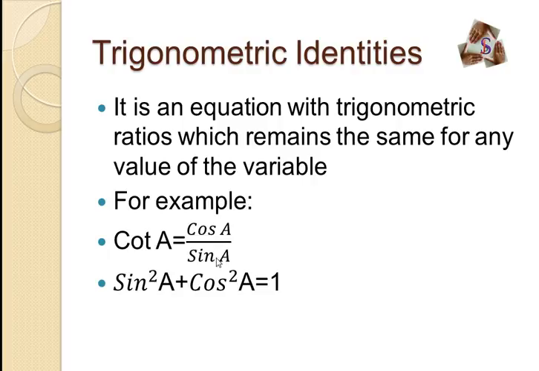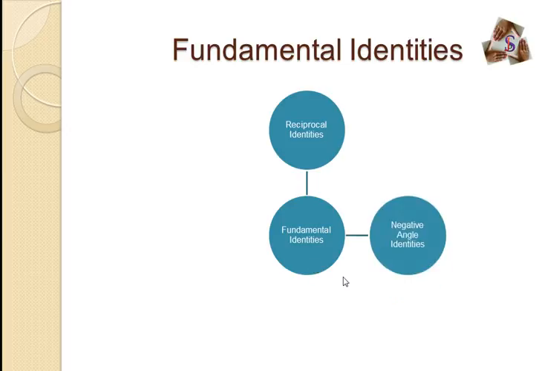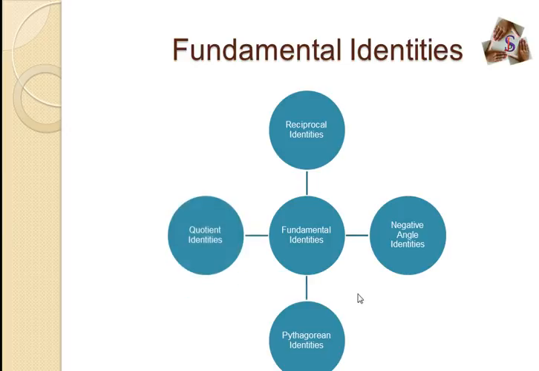So now what is the difference between an identity and an equation? Identity is an equation in which for every value of the variable the equality remains. But that is not the case in an equation. Let me now explain to you some of the fundamental identities. They are the reciprocal identities, the negative angle identities, Pythagorean identities, and quotient identities.